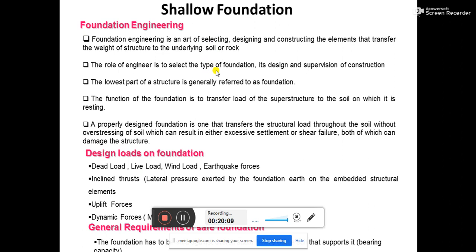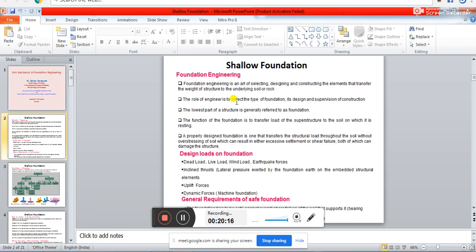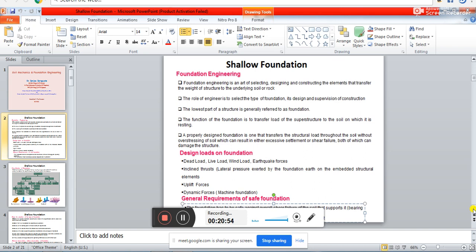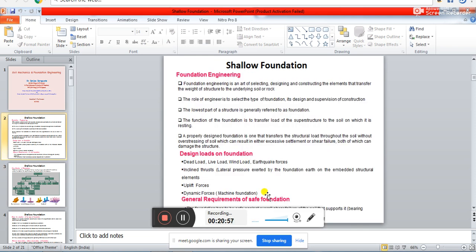Next is your dynamic forces, and dynamic forces are very important to understand. Dynamic forces are nothing but the forces coming from the machine foundation. Let's say you have constructed a building and you are putting a lot of machinery on the ground floor. While it is running, that machinery will be creating a huge amount of vibration, which is actually dynamic force. So your foundation needs to be designed for those kinds of dynamic forces also.